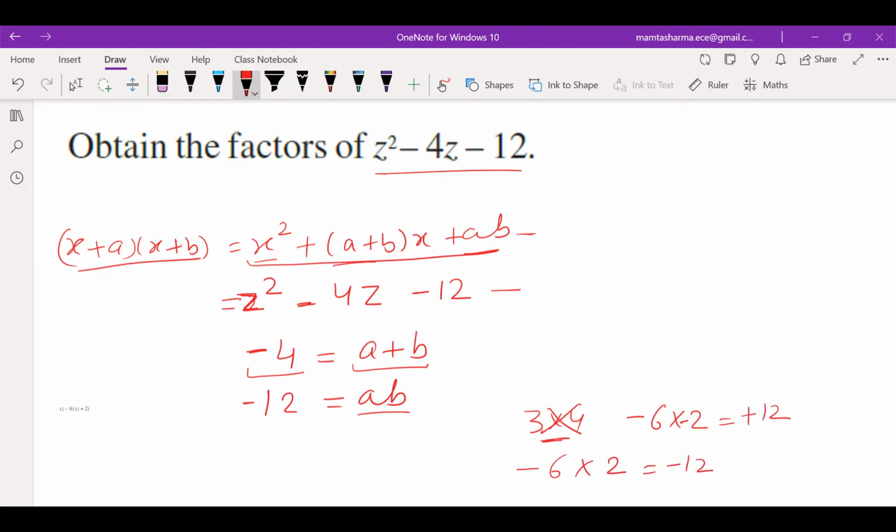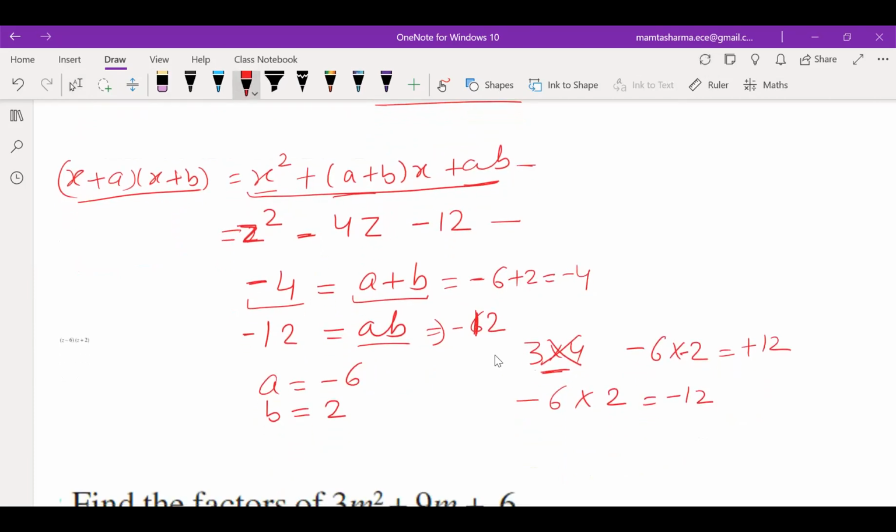Yes, ma'am. Okay. And one more thing, for minus 4 we can write minus 6 plus 2. When you add these two terms, you will get minus 4, and when you multiply, you will get minus 12. So it means we can take a as minus 6 and b as 2. So the factorization of this expression would be (z plus a)(z plus b).